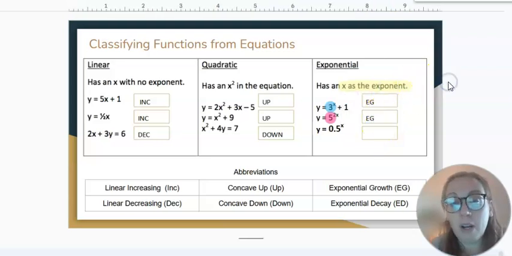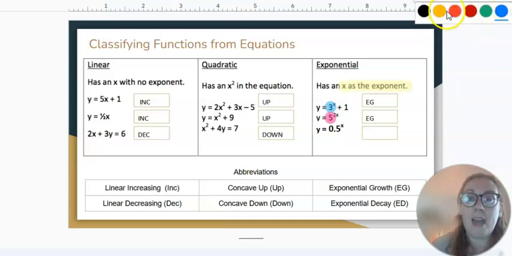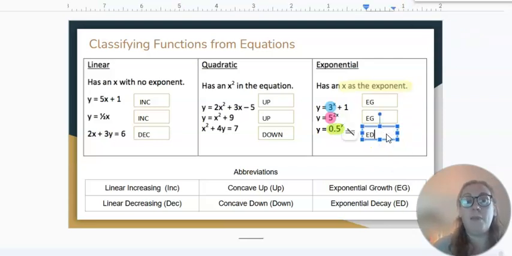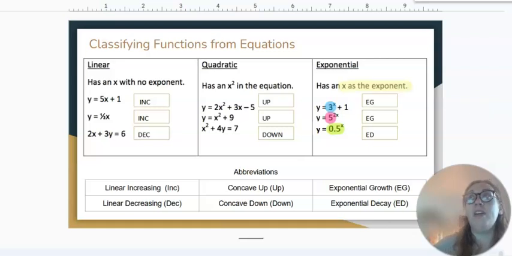5 is bigger than 1, so that is growth. And then finally we have a 0.5. 0.5 is less than 1. So when the base is less than 1, that is actually decay. So for that one, it's going to be decay for the last one.